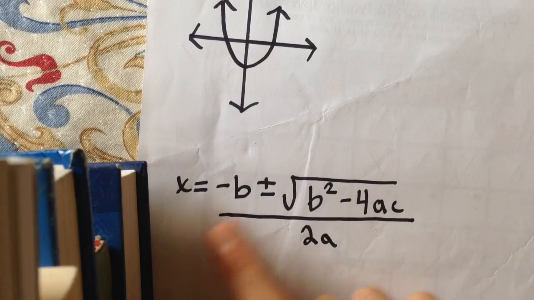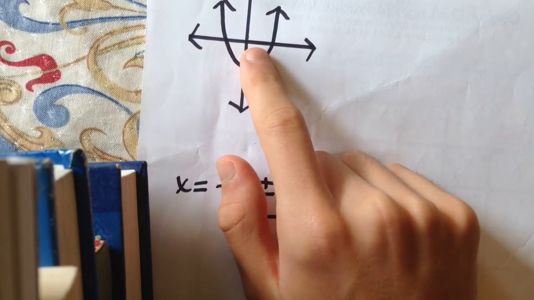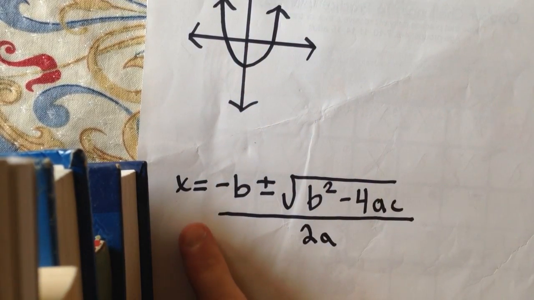In essence, the x value of the root, or the 0, is equal to negative b plus or minus the square root of b squared minus 4ac all over 2a.